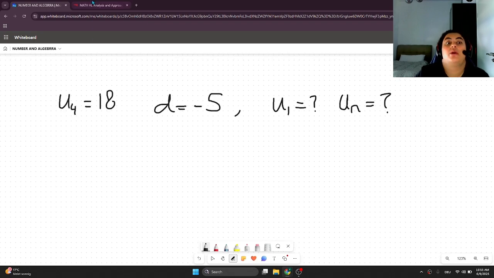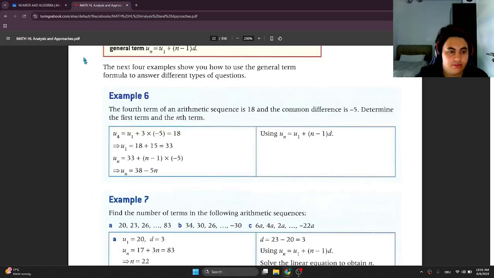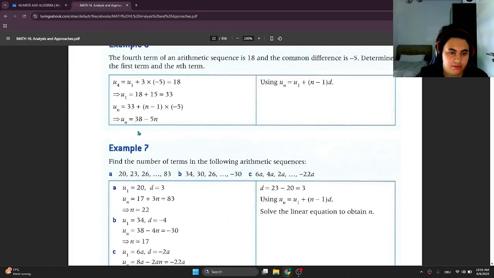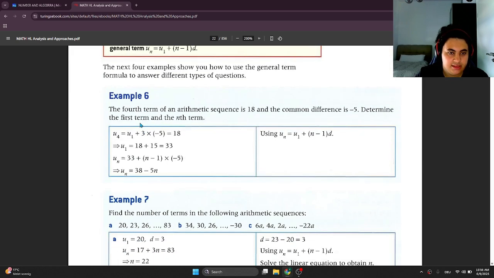Okay, so I'm using the Math HL Analysis and Approaches book from Oxford. It has some pretty good examples and so on, so I'm going to use those. So we're going to look at example 6 here first. It says the fourth term of an arithmetic sequence is 18, and the common difference is -5. Determine the first term and the nth term.